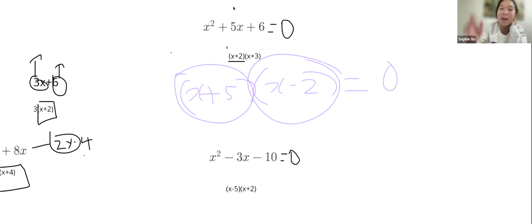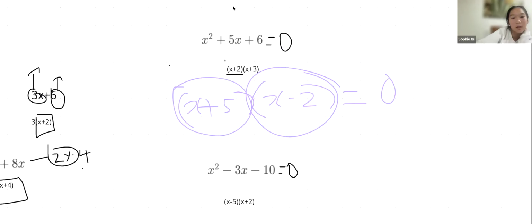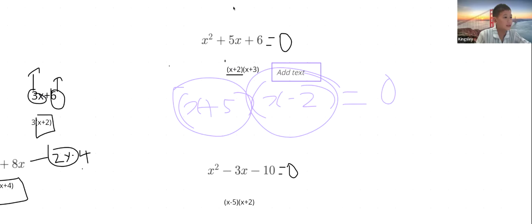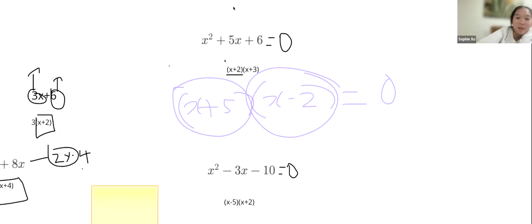Sorry. Yeah, but if you were to solve for x, that is what you're going to do. That's a good point. Kingsley, would you like to touch on how you got the two brackets? Because I know some people just guess and check. So one my math teacher told me. What is this thing? Proof by teacher.